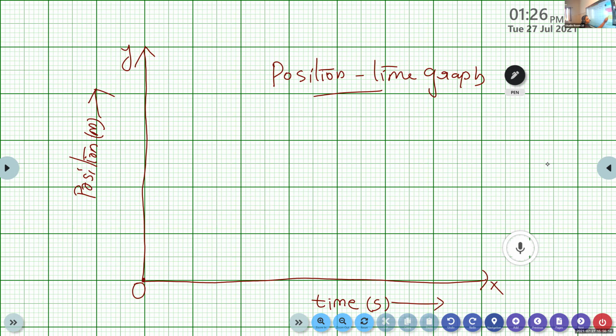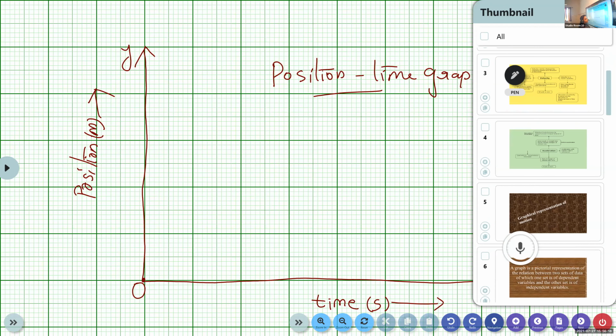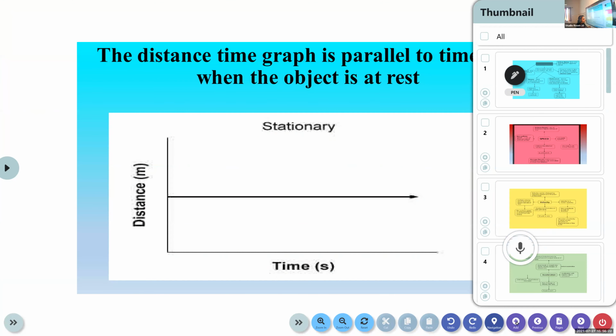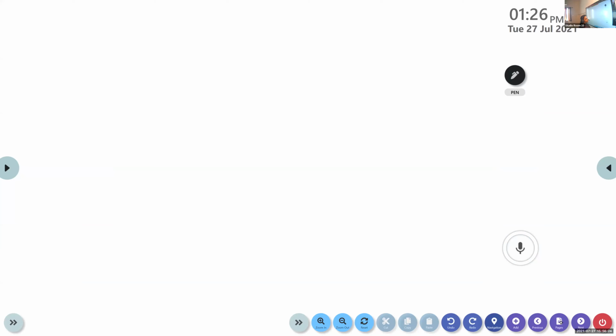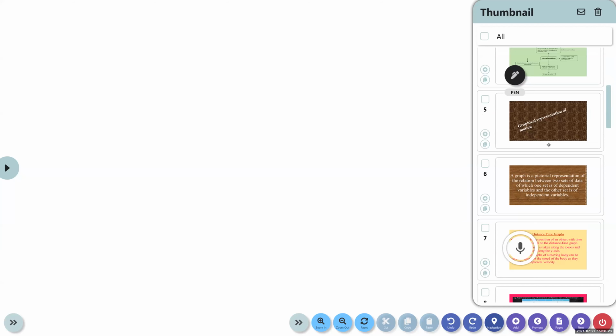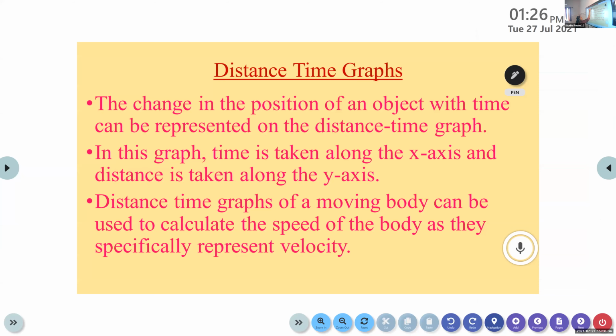Now let us draw the position time graph for different cases. Before that, you can write the definition for position time graph. Here you can see distance. You can use the word position instead of distance time graph. You can write position time graph.